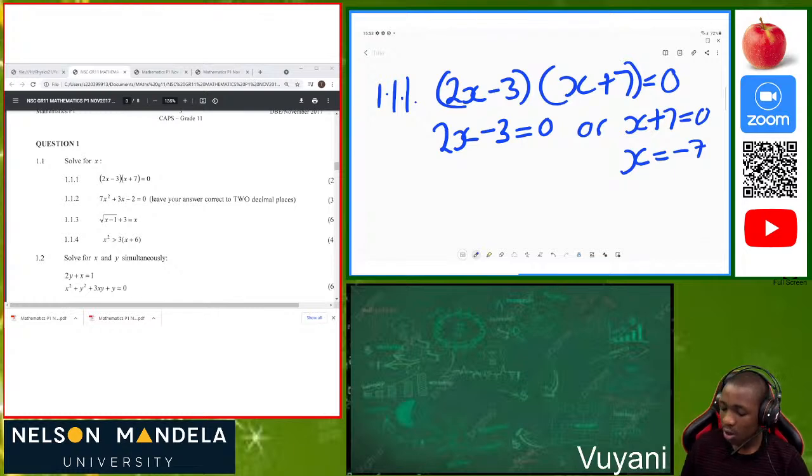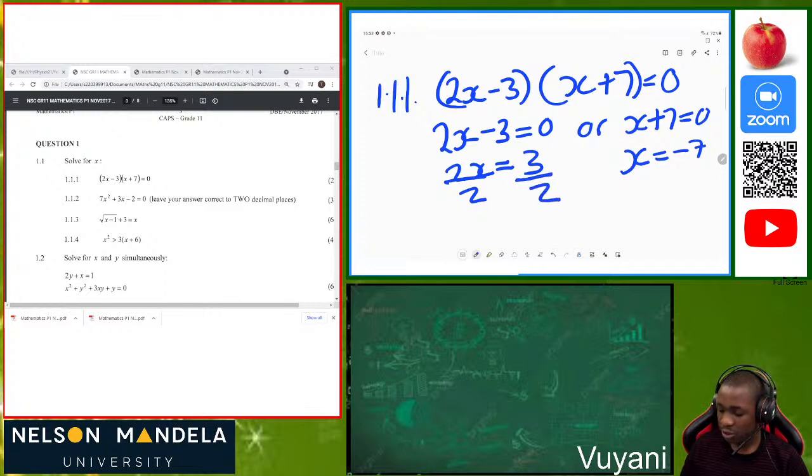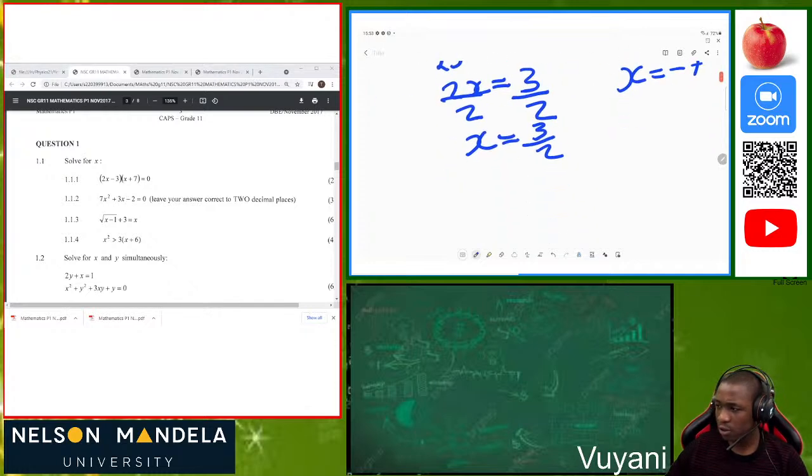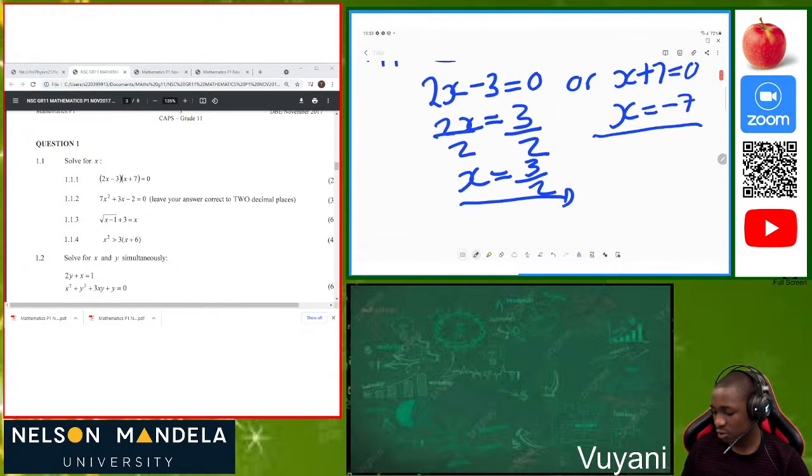Now looking at 2x minus 3 equal to 0, it's always the case that you just have to transpose the 3, because we only want x. So what are we supposed to do now? We just have to divide both sides by 2. We divide both sides by 2, then we are left with our x, which is equal to 3 over 2. So basically our correct two answers are x equal to 3 over 2 and x equal to negative 7. Then you get your 2 marks.